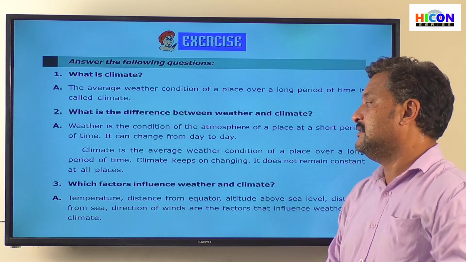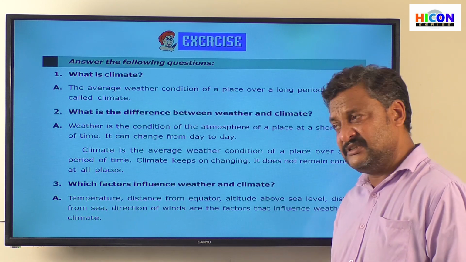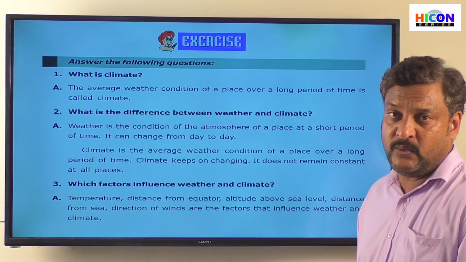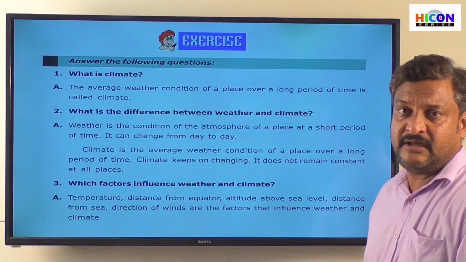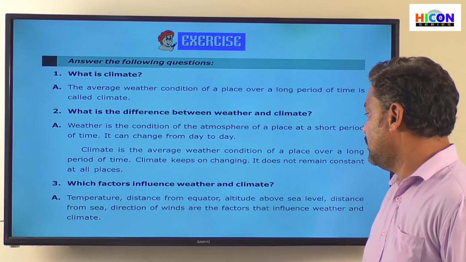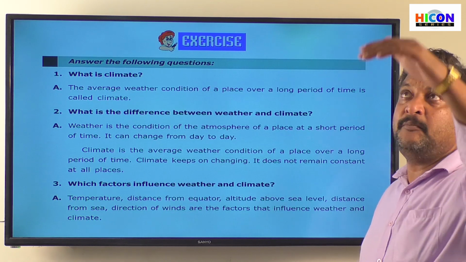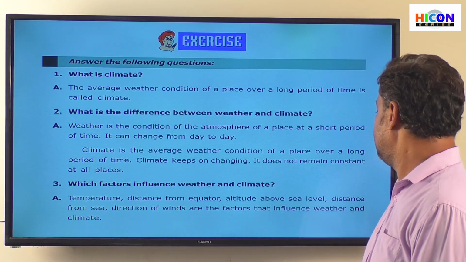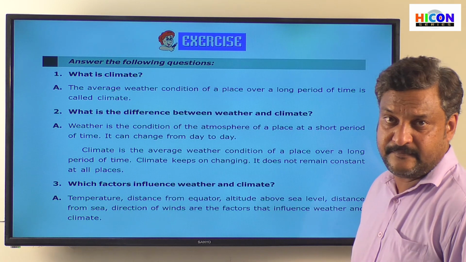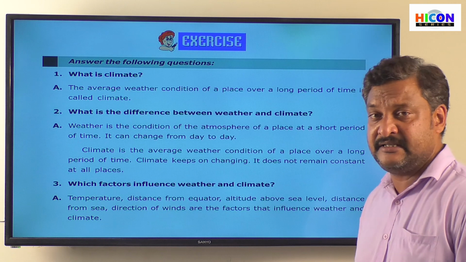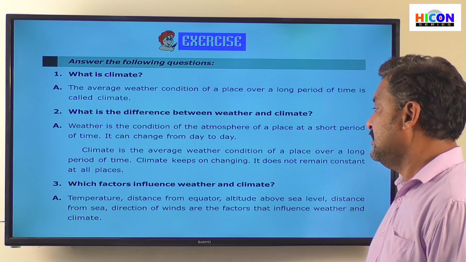So what are the factors? Temperature of the place. Then distance from the equator. The equator is hotter; as we go away from it, it becomes cooler. Altitude above the sea level: as we go up, the temperature decreases. Distance from the sea: the sea coast area has a comparatively moderate climate, but interior regions have an extreme climate.